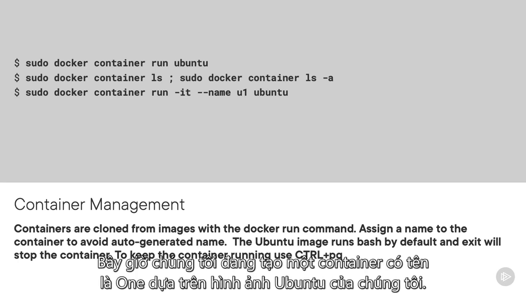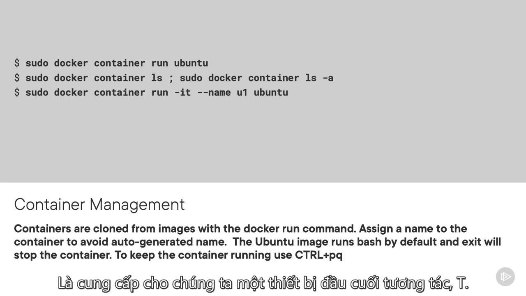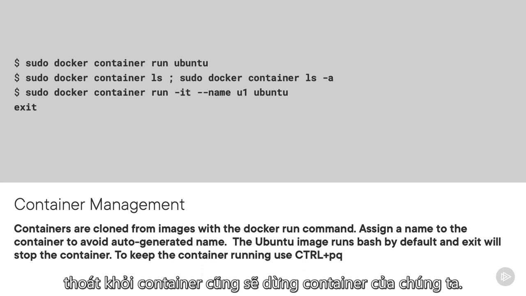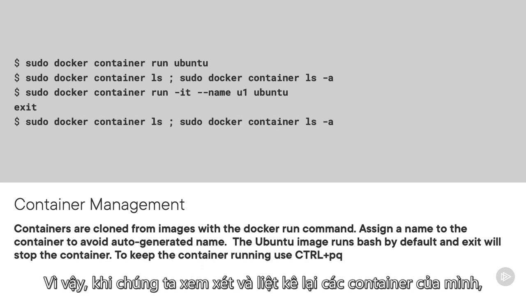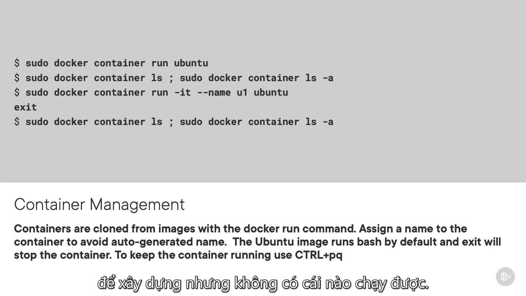Again, we're creating now a container called U1 based on our Ubuntu image. The -it is giving us an interactive terminal, TTY, so we can work with it. Once we're finished with it, we can exit. But exiting the container is also going to stop our container. So as we go through and list our containers again, we'll see then that we've got more containers starting to build up, but none of them are running.